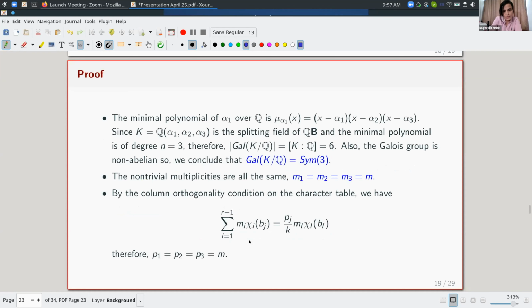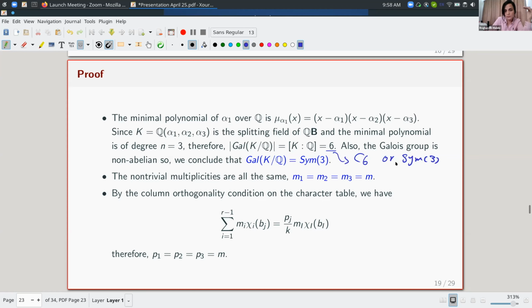And then we say that the minimal polynomial of alpha 1 is of this form. So it has degree 3. Since the splitting field of the algebra is of this form, and the minimal polynomial has degree 3, then the size of the Galois group is in fact equal to 6. So the Galois group should be either C6 or Sym3.